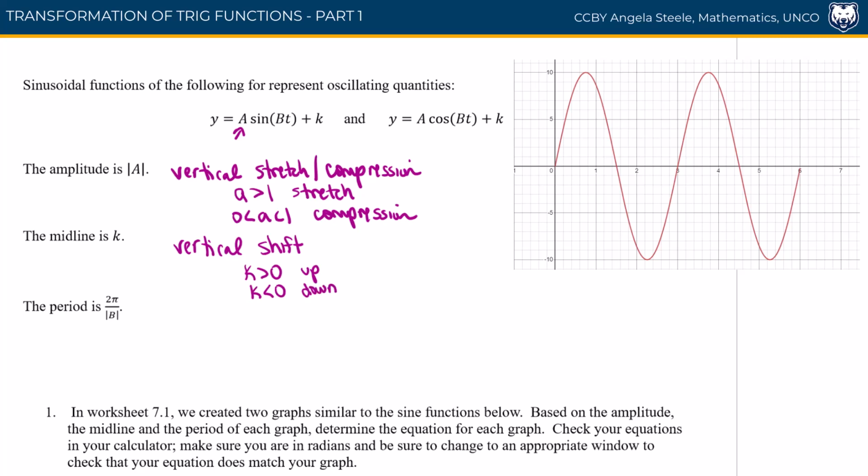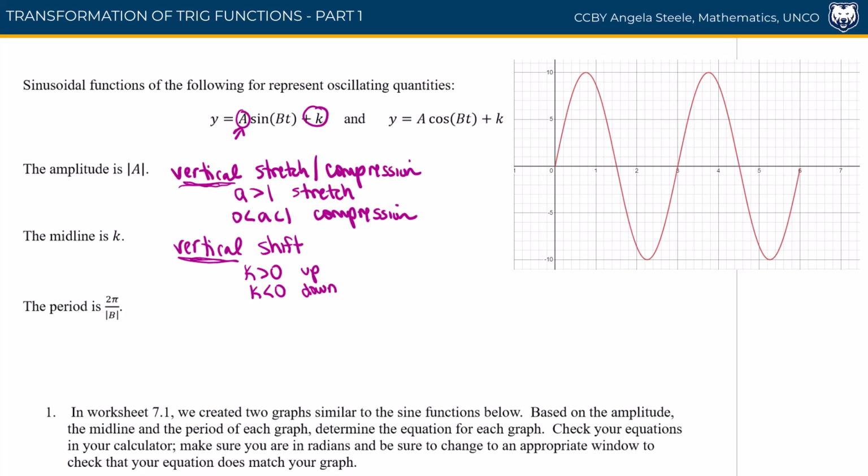Okay, so notice that the a and the k, we refer to them as outside the function, which is why it is doing something vertically, because it's affecting the output. So it's affecting the vertical value. So it's either a vertical stretch and compression or a vertical shift.